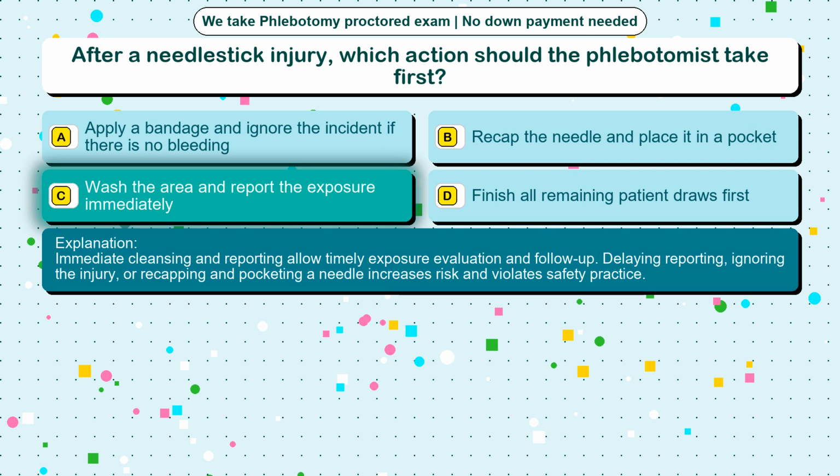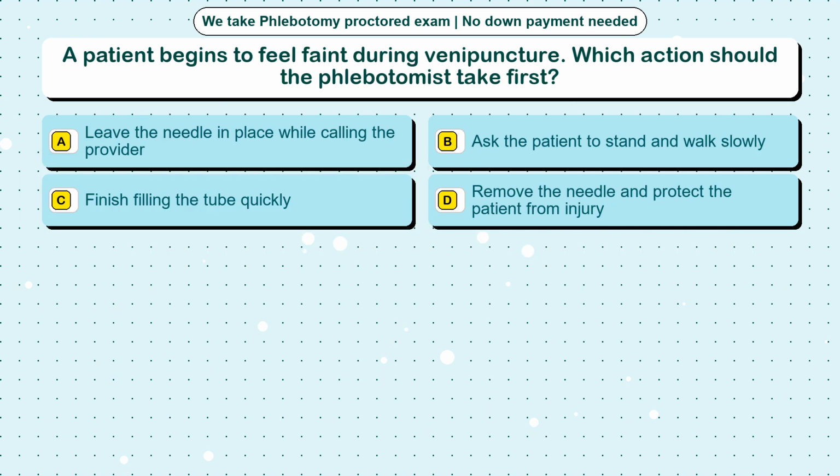Immediate cleansing and reporting allow timely exposure evaluation and follow-up. Delaying reporting, ignoring the injury, or recapping and pocketing a needle increases risk and violates safety practice. Question 60. A patient begins to feel faint during venipuncture. Which action should the phlebotomist take first? Option A, leave the needle in place while calling the provider.